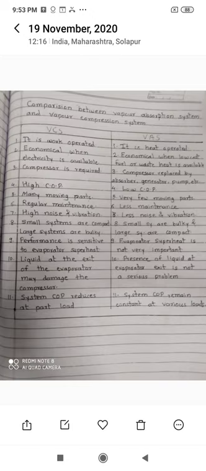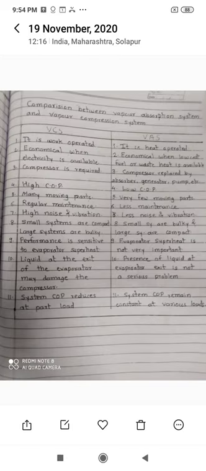Welcome back. Now we will discuss the comparison between the vapor absorption system and the vapor compression system. So already we have discussed both the systems, that is, the vapor compression system and the vapor absorption system. The vapor compression system is work operated and the vapor absorption system is heat operated.